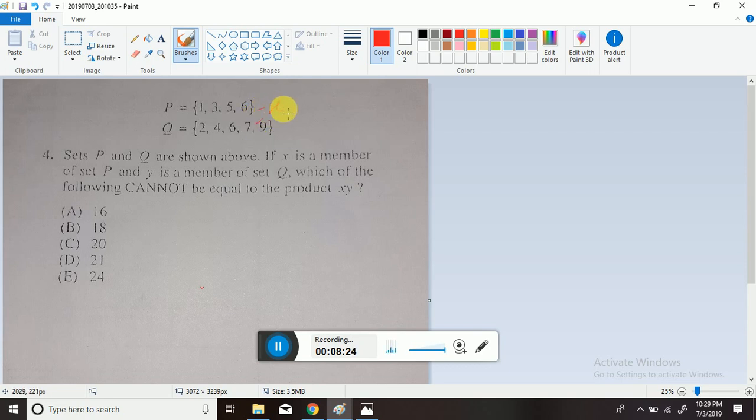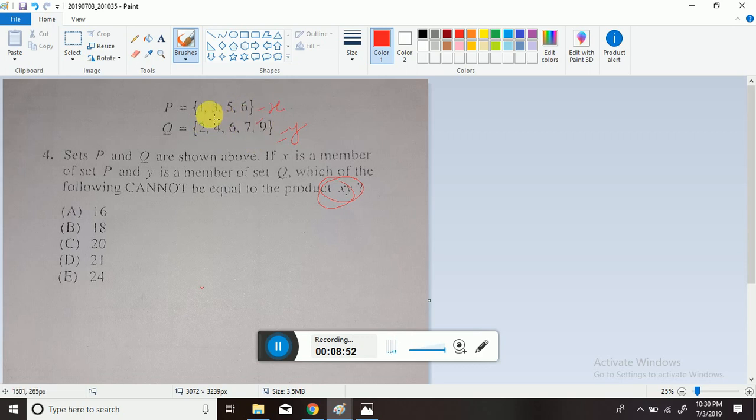X is from here, and this is Y. Y is from set Q. Which of the following cannot be equal to the product XY? The product XY means a member of P times a member of Q. The options are 16, 18, 20, 21, 24. It will be better for us to go through the options so that we can get the answer very clearly. Take 1 times all the numbers, because X times Y means X is 1 and Y is 2, 4, 6, 7, 9.